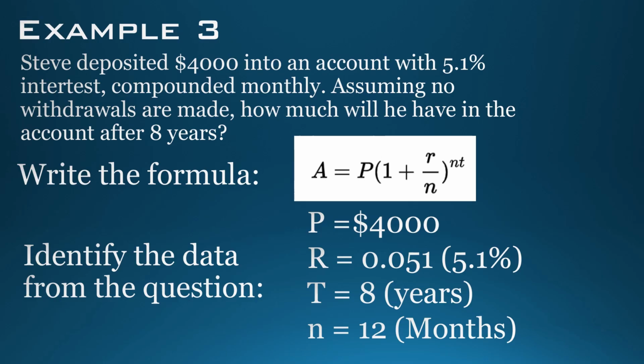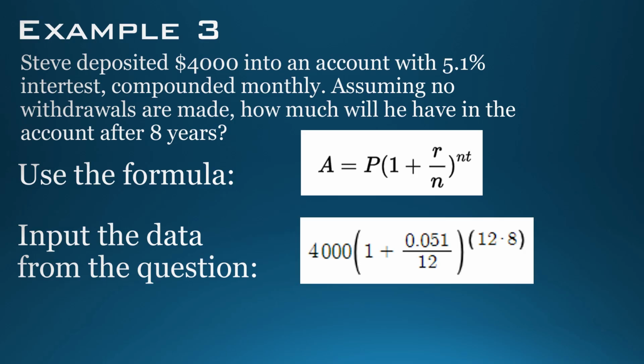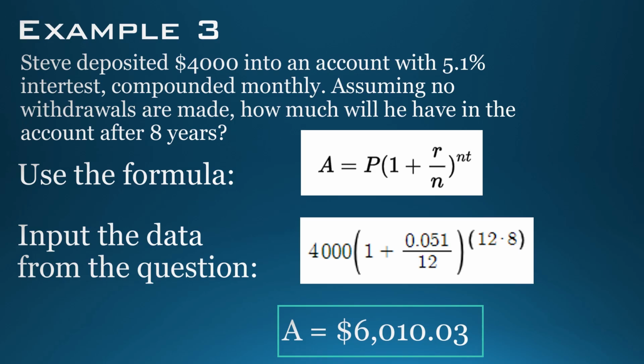Now we've got to put the pieces into the formula. So we got to input the data from the question, and it'll look something like this. Now if you type this into your fast EOC calculator, or if you have a smart calculator you can do this in, that's awesome. If not, do this individually using order of operations, and you'll get your answer of $6,010.03. This is the amount of money that he'll have in the account after 8 years.